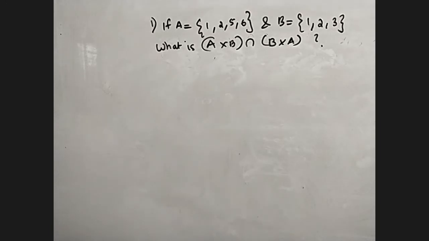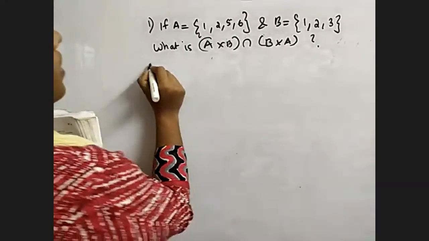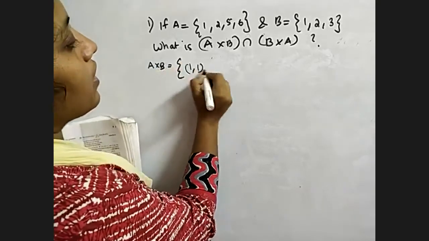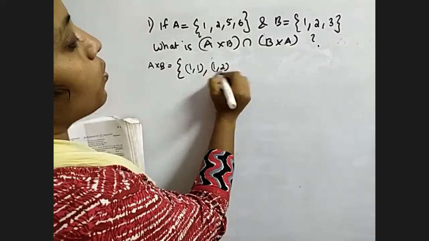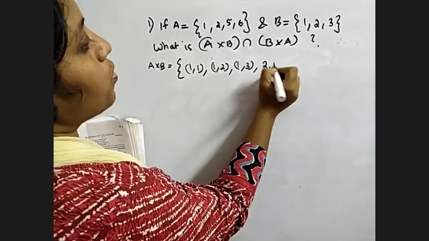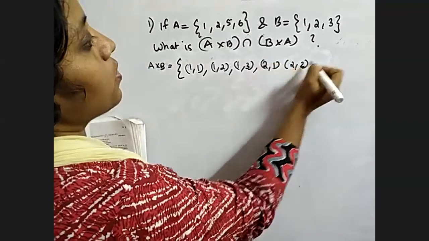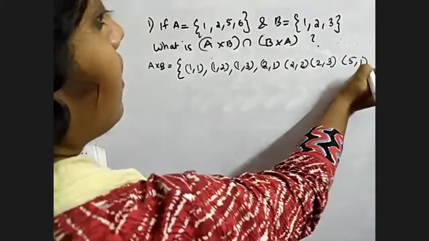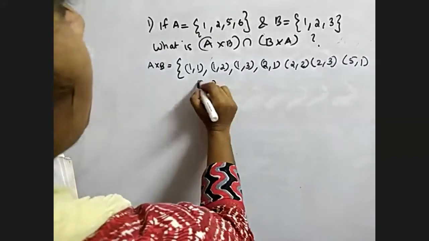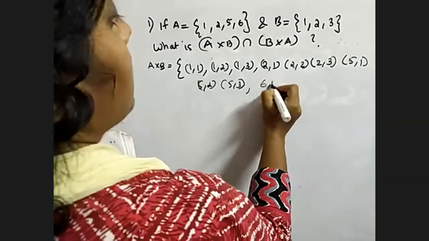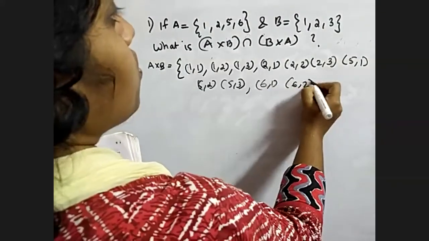What are the elements of A cross B? A cross B, what are the elements? 1, 1, 1, 2, 1, 3, 2, 1, 2, 2, 2, 3, 5, 1, 5, 2, 5, 3, 6, 1, 6, 2, 6, 3.